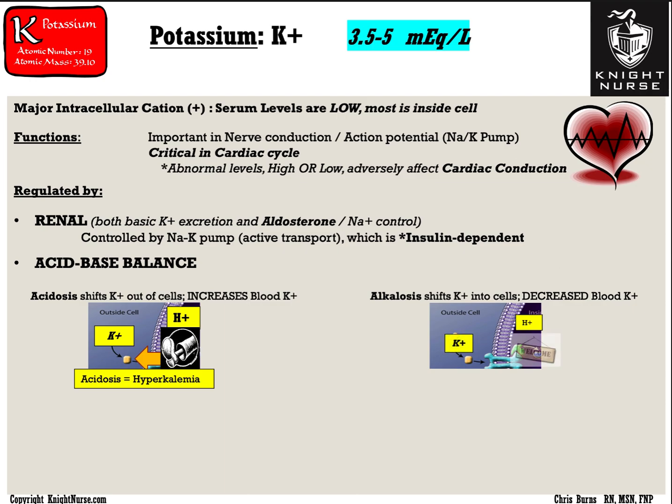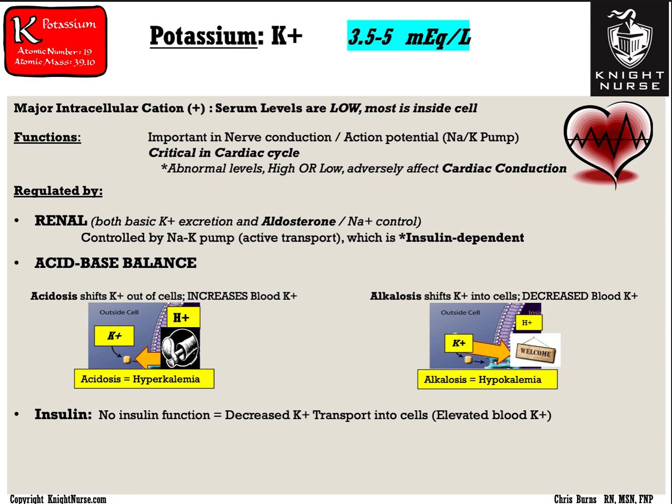Conversely, in alkalosis, there isn't very much hydrogen ion inside the cell, so the cell welcomes potassium inside, and so more potassium comes into the cell than normal, and that can give us hypokalemia. So acidosis, hyperkalemia, alkalosis, hypokalemia. Very important, because when we talk about different conditions, then you'll see that an abnormality in potassium will follow this rule.